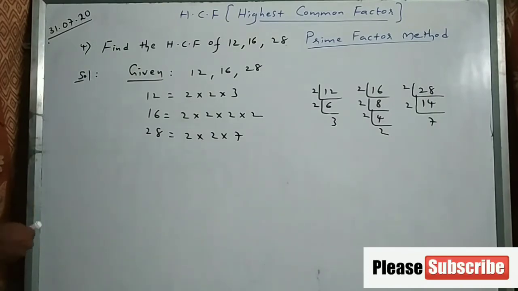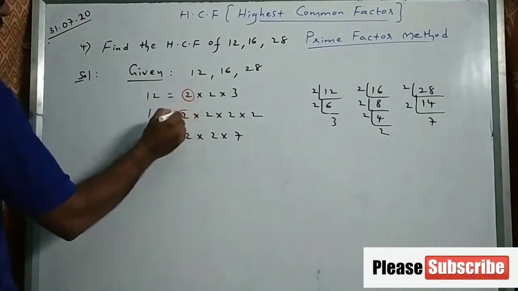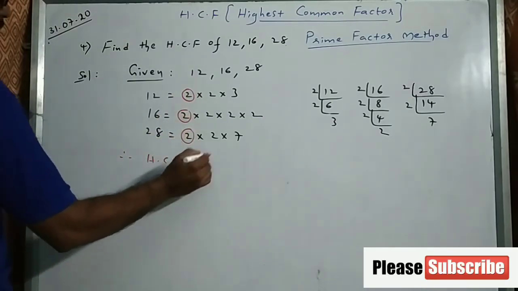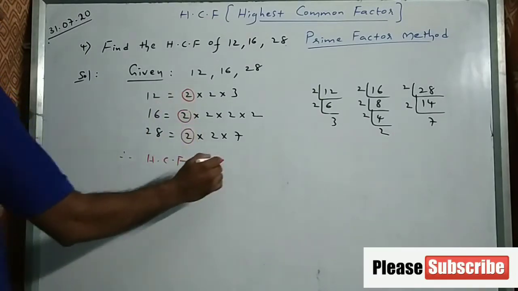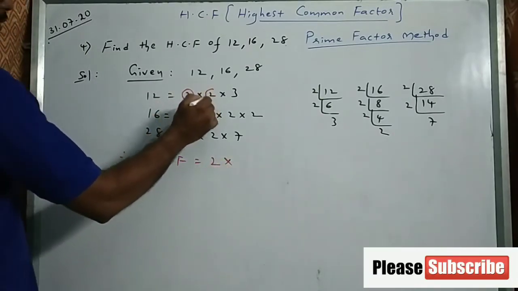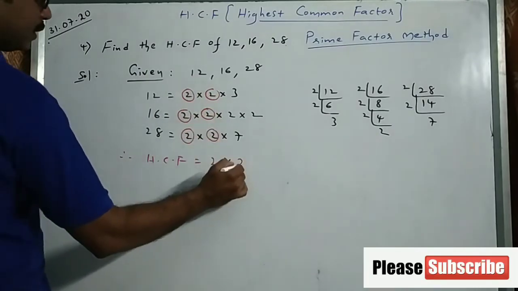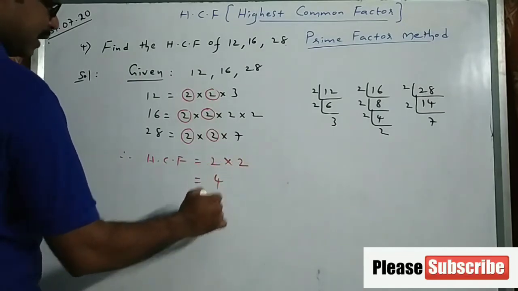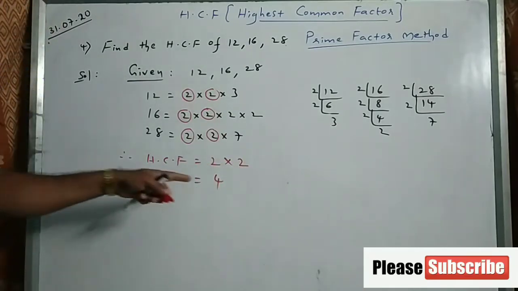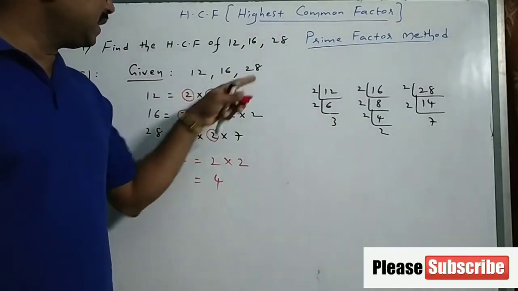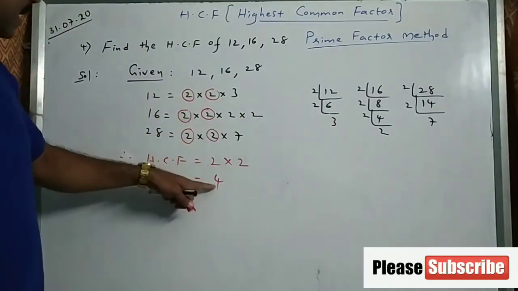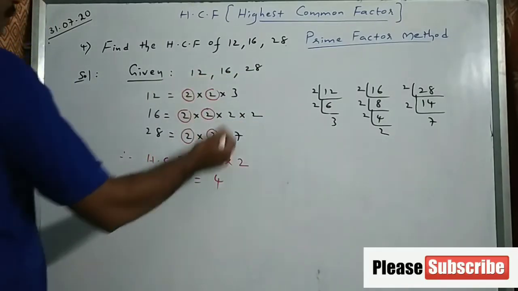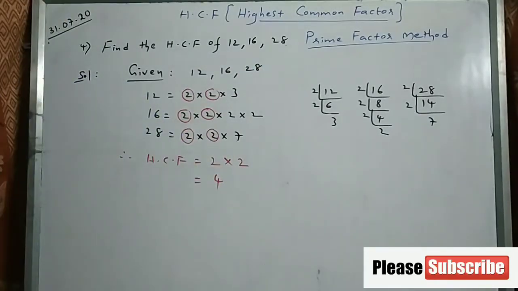Now what is the common factor here? 2 is there, you see, 2, 2, 2. Therefore HCF is equal to 2 into, again you see 2, 2, 2, one more 2 is there, 3 not there, right? 7 is also not there. So 2 2s are 4. So what is the highest common factor for 12, 16 and 28? That means this will divide each of these three numbers, right? 4 3s, 4 4s, 4 7s, like that.